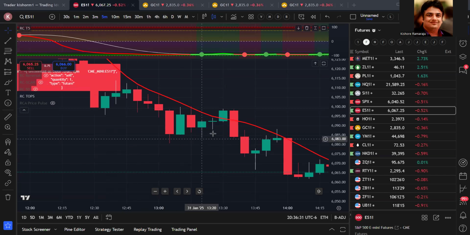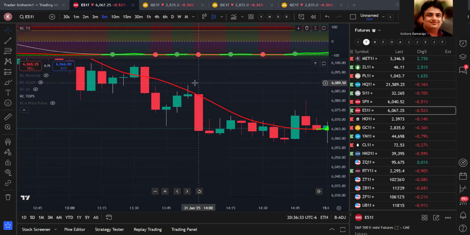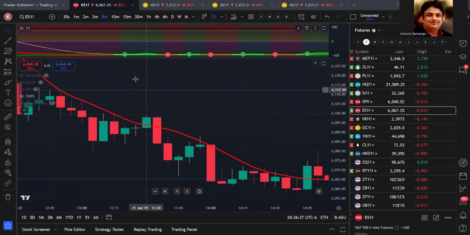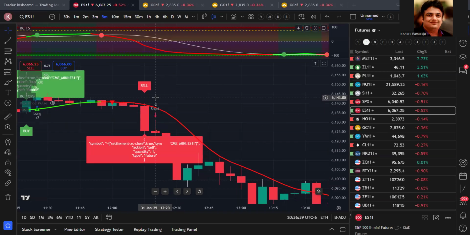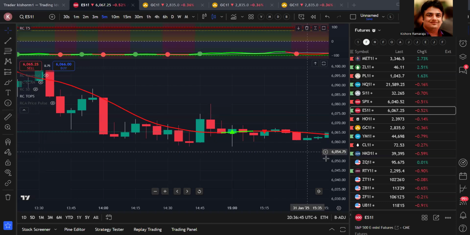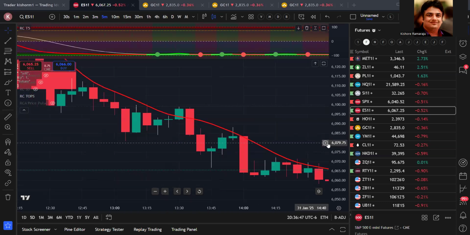Again it dropped, again it dropped. The entire trend was nearly completely bearish throughout the day. So if somebody had enabled this around 61.45, it went nearly 100 points down. That's $5,000 with just one contract.